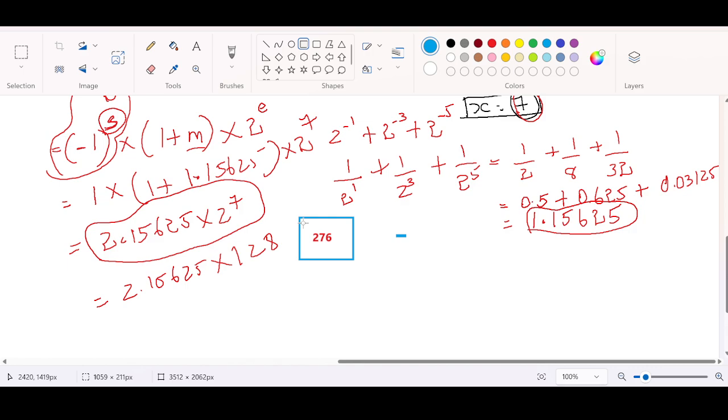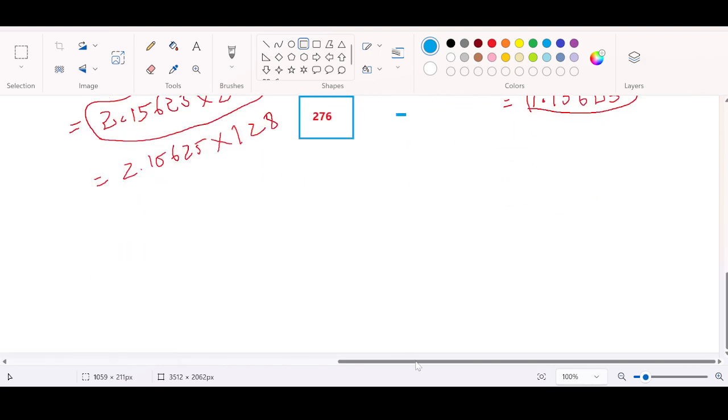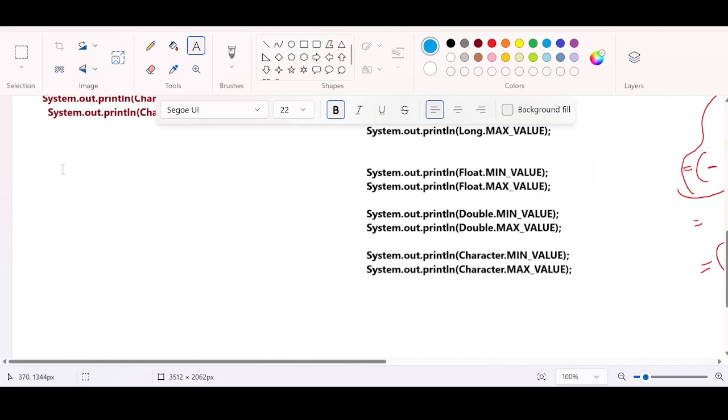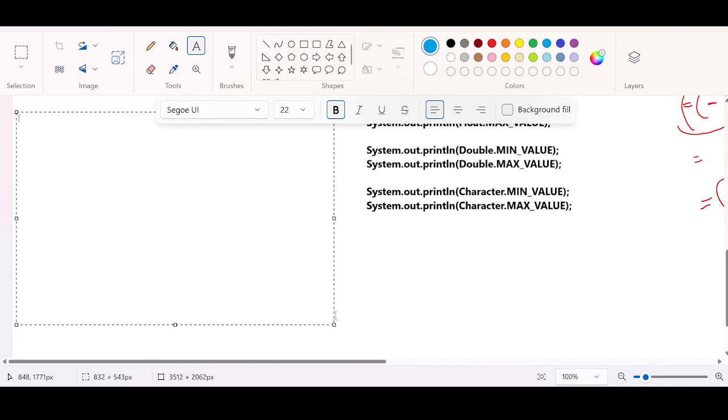Okay. Now, what is the next thing? We have understood what a float data type is. Now let us understand what the double data type is, the last data type. Again, what is a double data type? We will understand about the size. The size of the double data type is 8 bytes. 8 bytes is a collection of how many bits? 64 bits.